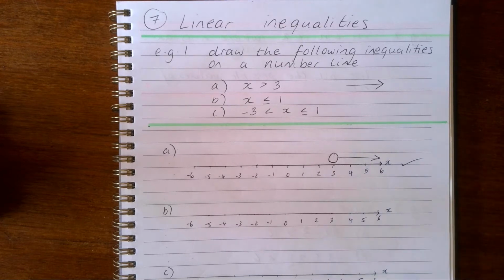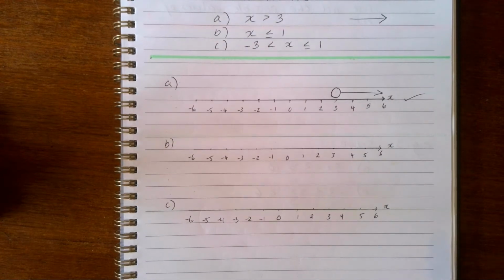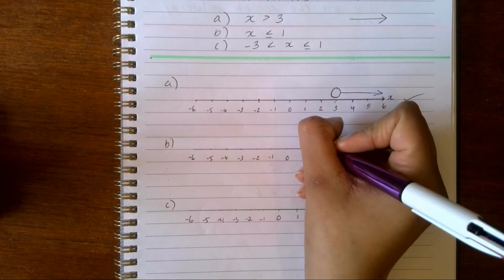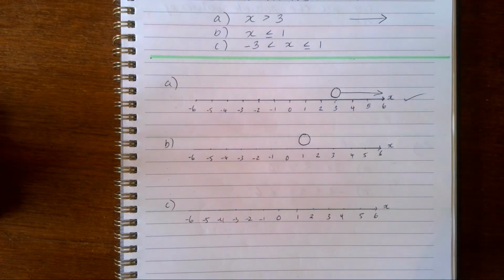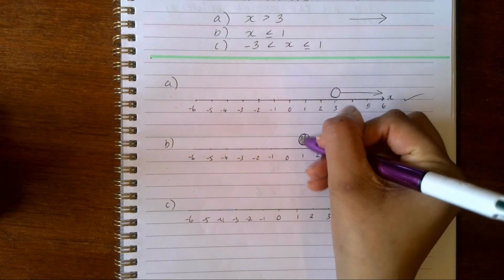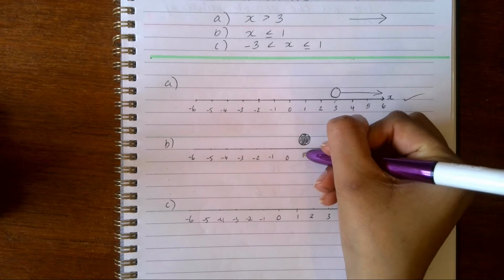Okay, let's have a look at the second one. So x is less than or the same as 1. I'm still going to put a circle above the value 1. But the inequality is underlined this time. So I'm going to shade this circle, and that just means that it includes 1 here.